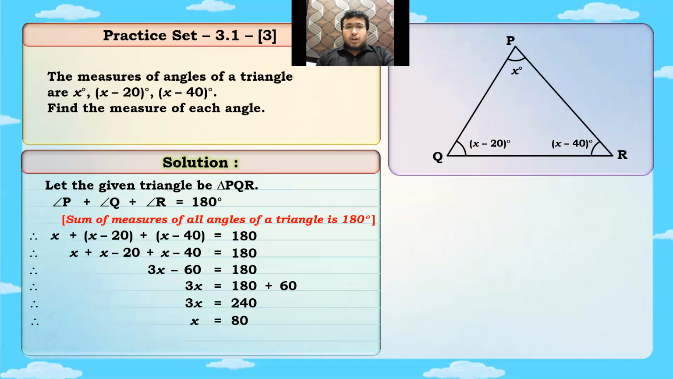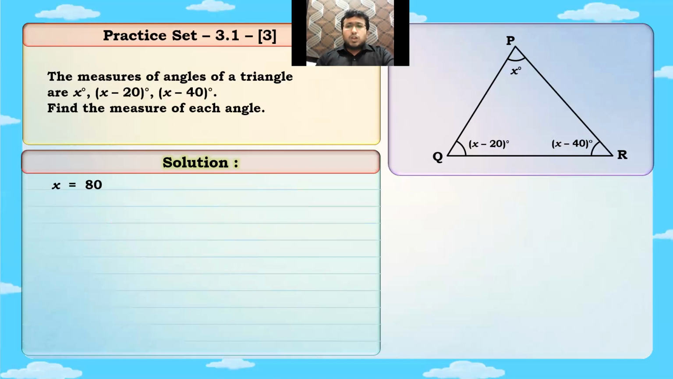Now students, we have got the value of x. With the help of the value of x, we have to find the remaining angles also. So students, angle P was denoted by x and we have got x as 80 degree. So measure angle P will be 80 degree. Q is x minus 20. Students, we have already got the value of x, so let's substitute the value of x. It is x minus 20. So 80 minus 20 will give you, yes, it will give you 60 degree.